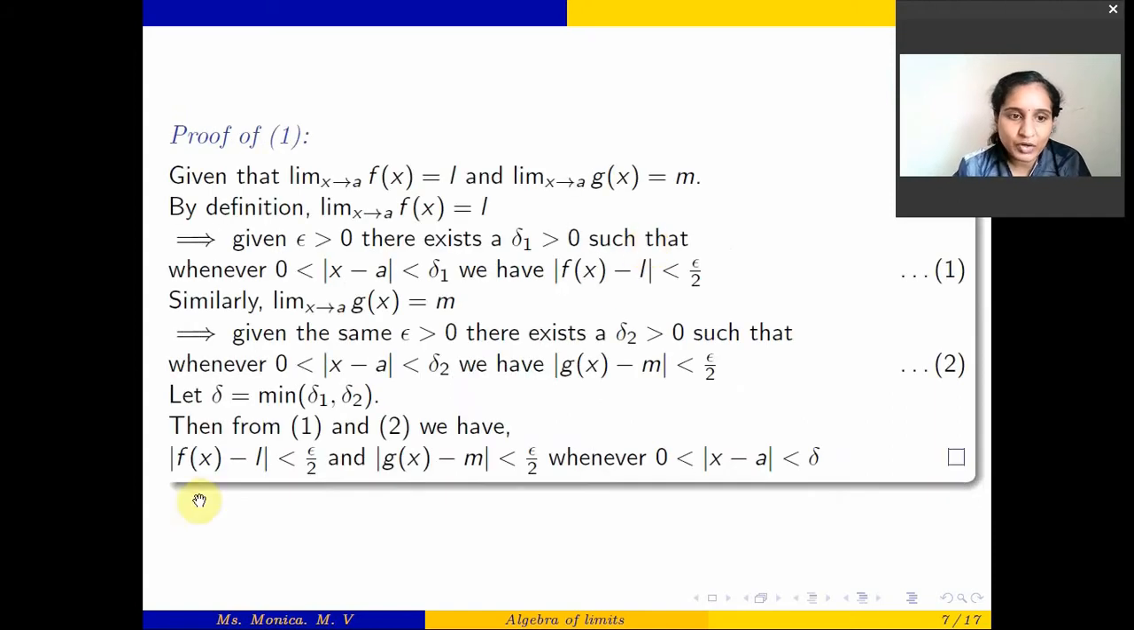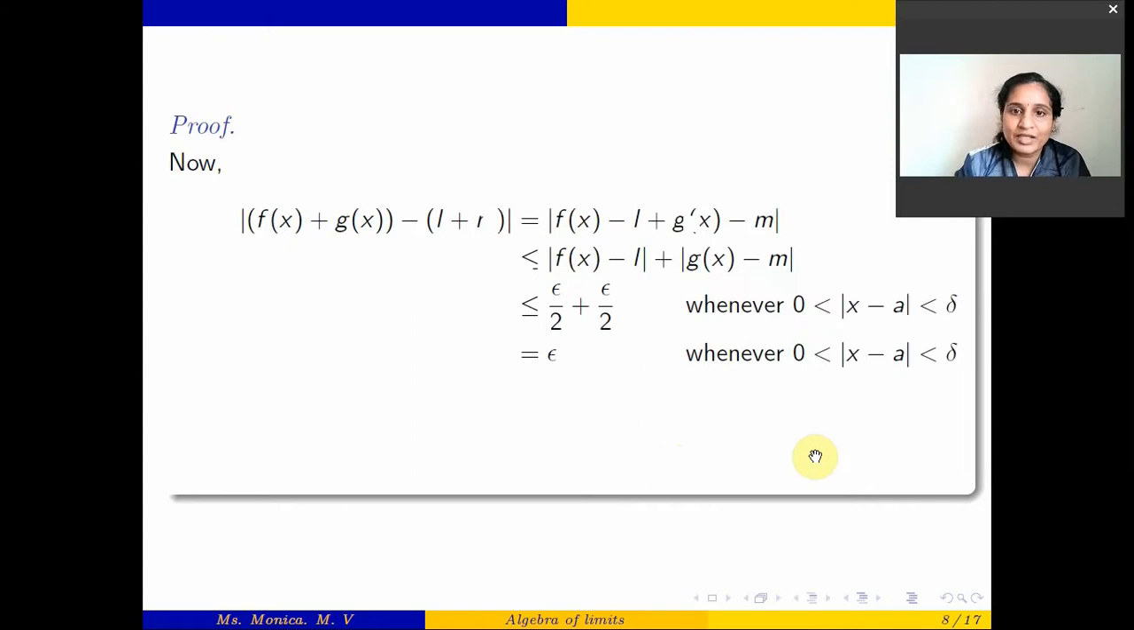What did we say? Modulus of f of x minus L will be less than epsilon by 2. Modulus of g of x minus m also will be less than epsilon by 2. When is this true? When the distance between x and a is greater than 0 and less than delta. That is what we have done here. Modulus of f of x minus L is less than epsilon by 2 whenever modulus of x minus a is greater than 0 and less than delta, and modulus of g of x minus m is also less than epsilon by 2. So epsilon by 2 plus epsilon by 2 is equal to epsilon.